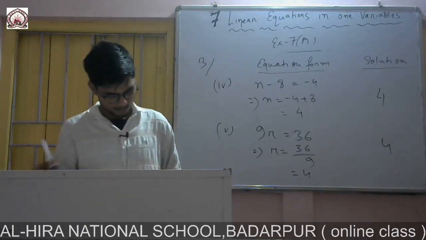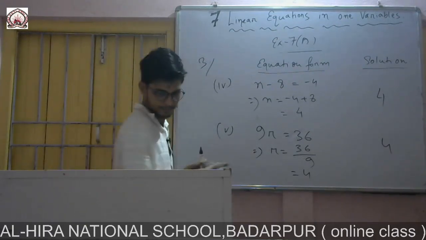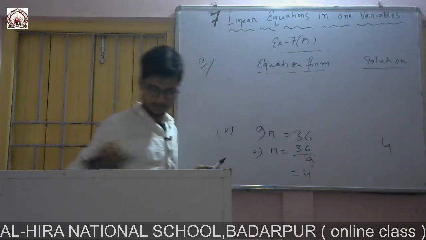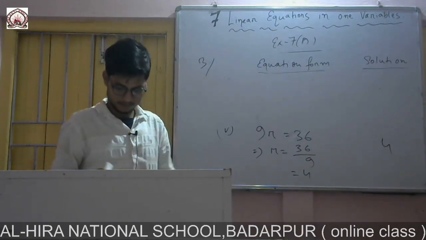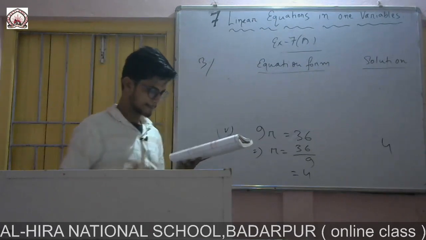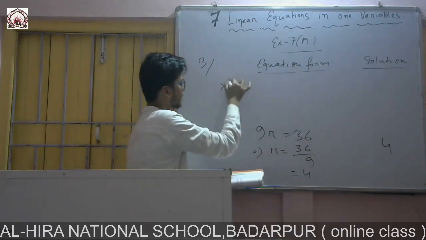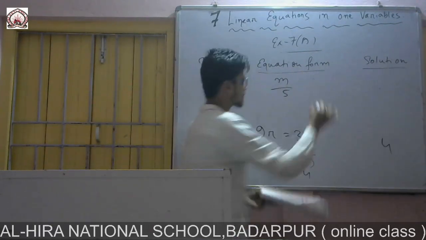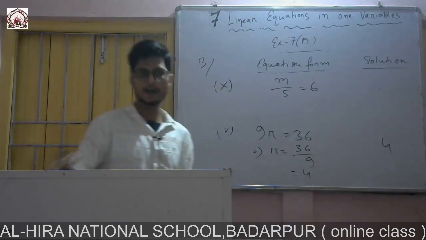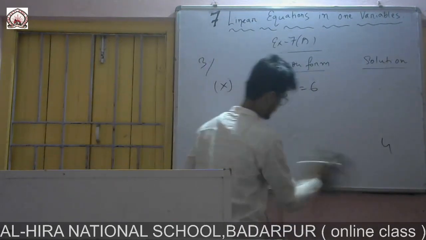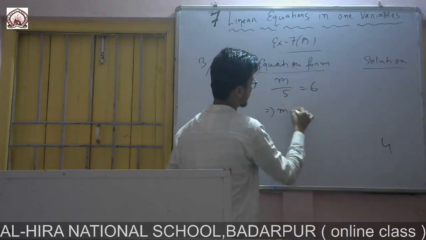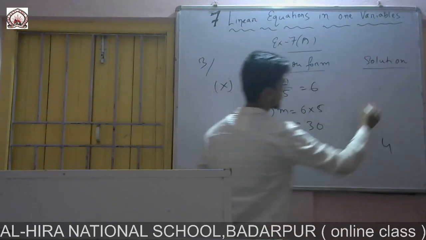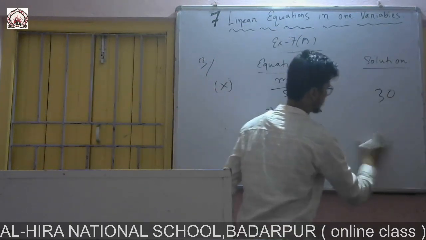Okay, let me do Roman number 10. The question is, the quotient of m divided by 5 is 6. That means m by 5 equals to 6. That means m is equal to, this is divide, so I will write it as multiply, 6 into 5. That means 30. So the solution is 30.